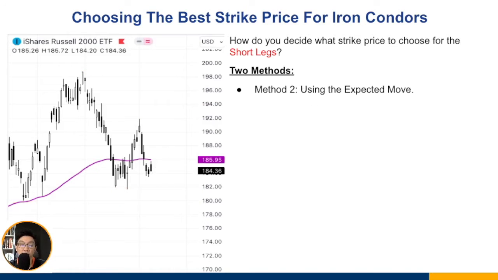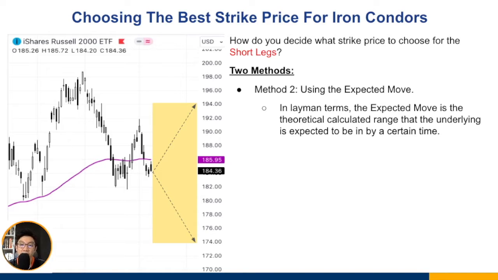Now, the second method is using the expected move. This is the preferred choice for myself. So what is the expected move? In layman's terms, the expected move is the theoretical calculated range that the underlying is expected to be in by a certain time.